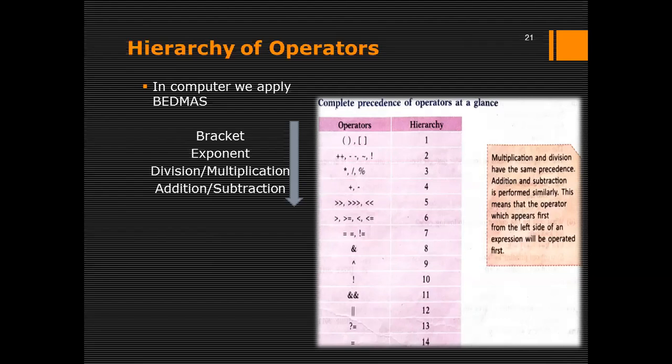Now here a table is given which shows a complete precedence of operators. Now what do you mean by precedence? Precedence means a priority which is given to the various operators. If you see in the table, you can see bracket is given the first priority, followed by increment, decrement, not, and then multiplication, division, modulus, and similarly different operators.